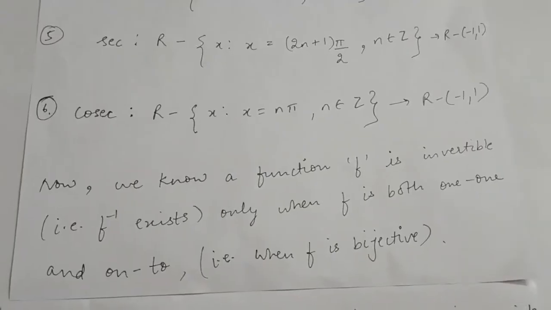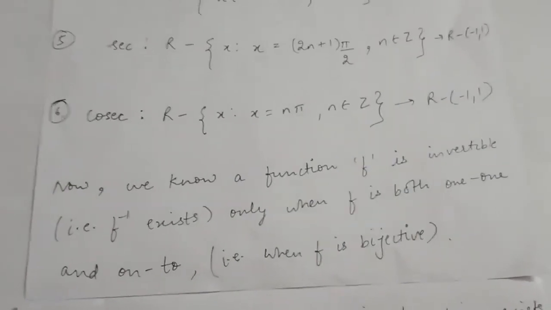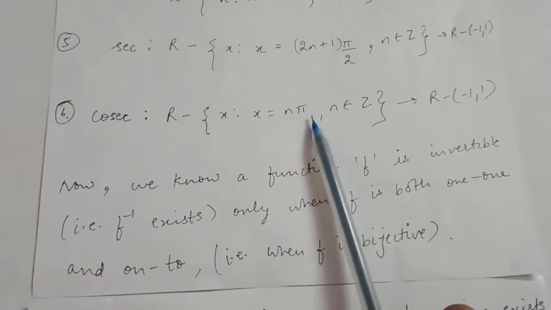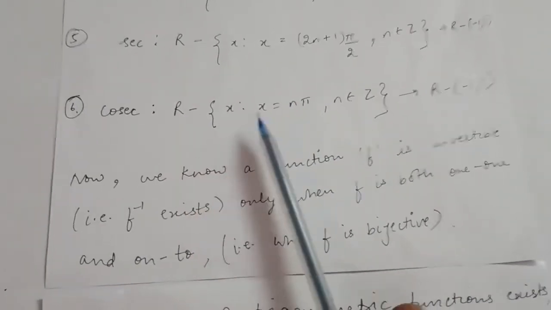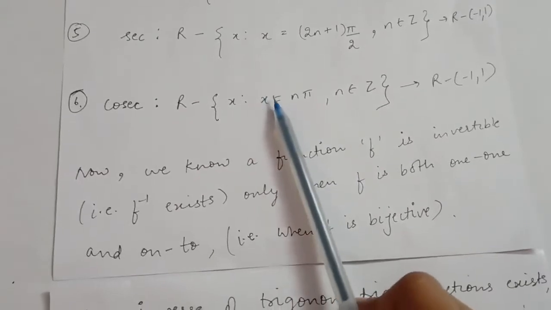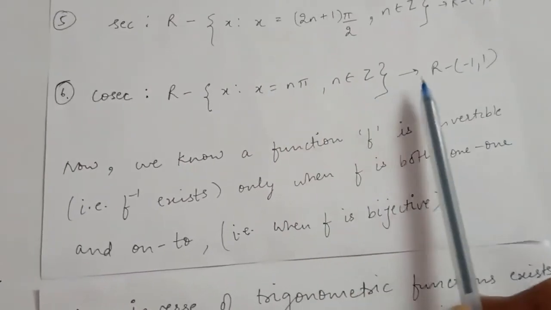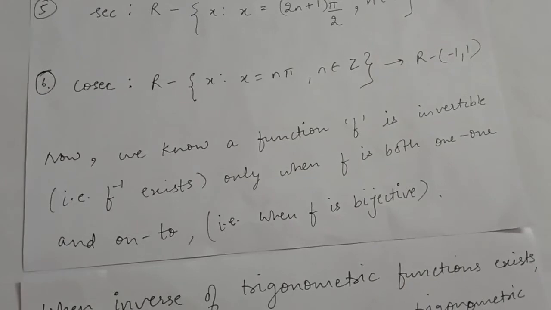Next is the cosecant function. The domain of the cosecant is R minus the set of x where x is a multiple of pi. Why? Because cosecant is 1 upon sine. So we have to delete all those values of x where x is a multiple of pi, right? And the range of cosecant is all reals except the interval -1 to 1.